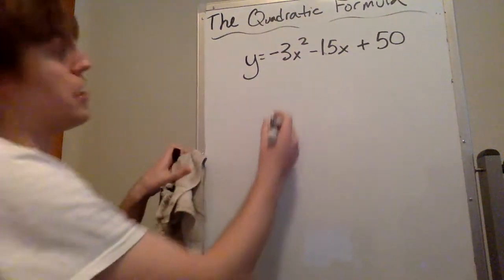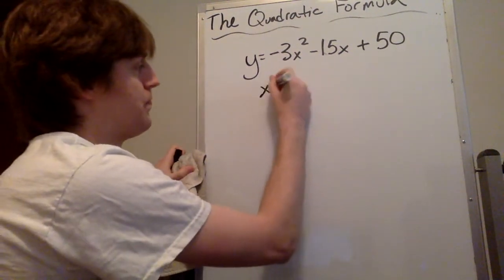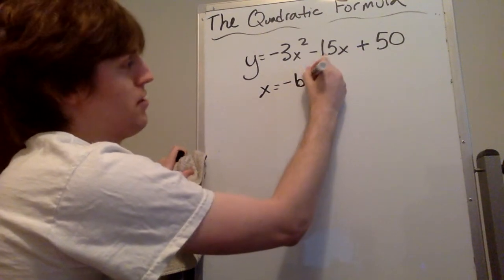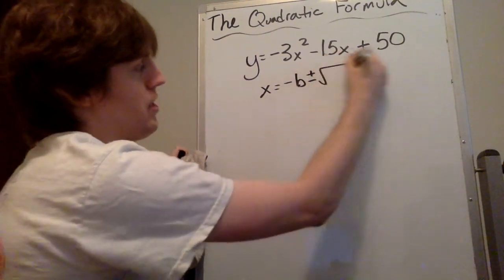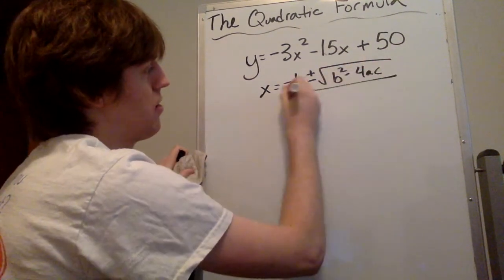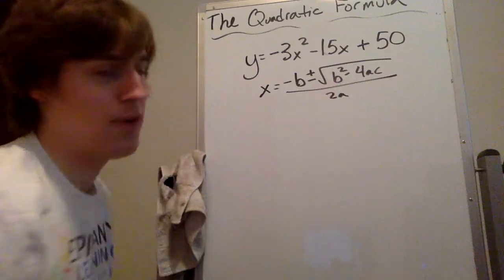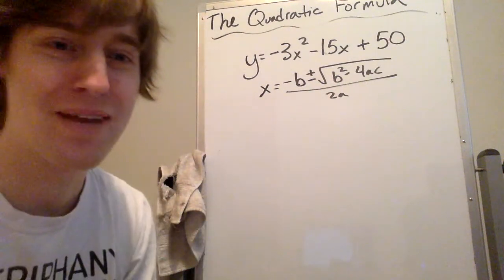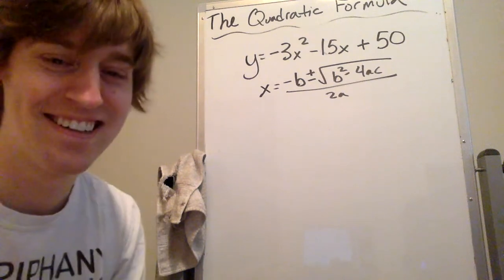So let's get right to it with the quadratic formula. The quadratic formula is negative b plus or minus the square root of b squared minus 4ac all over 2a. Did you guys sing along with me? I know you're all muted, but I bet you all sang along with me. No.